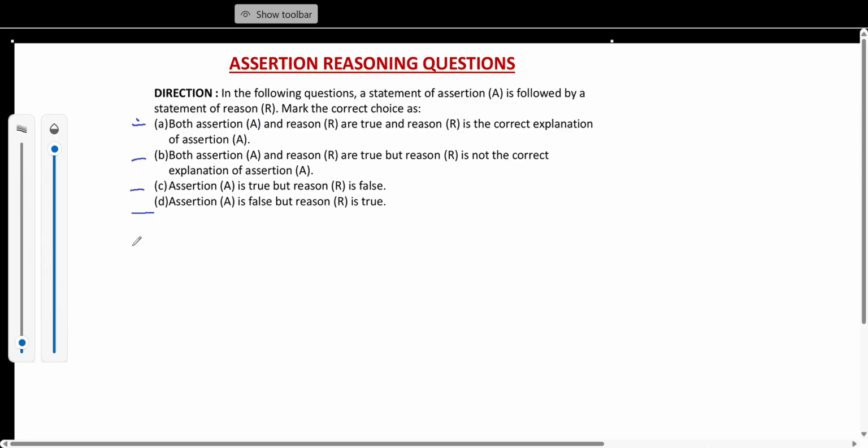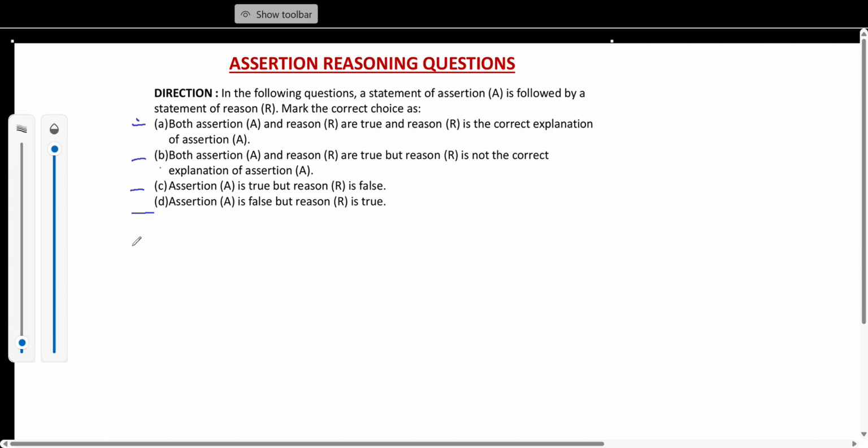So the options are that both A and R are true and R is the correct explanation of A, both A and R are true but R is not the correct explanation of A, A is true but R is false, A is false, R is true. So these four are the possibilities. These four combinations will be standard, always the options A, B, C, D.